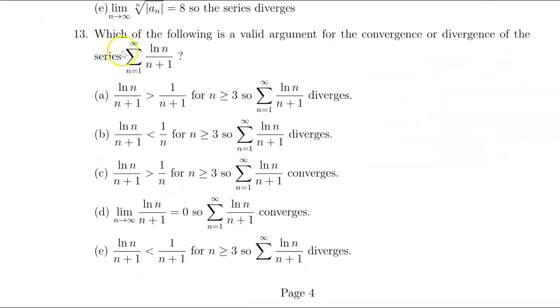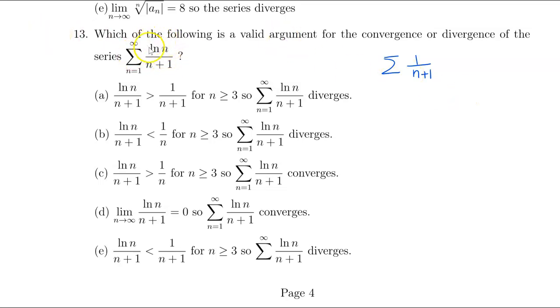Number 13. The question here is, which of the following is a valid argument for convergence or divergence of the series? Now, looks like we are comparing the series. So let's look at the direct comparison test. So you look at the choices and see what we are trying to accomplish here. We're trying to use a direct comparison test. So now let's take a look at this series here. We could compare this series to the series 1 over n plus 1. Okay, so you compare that.